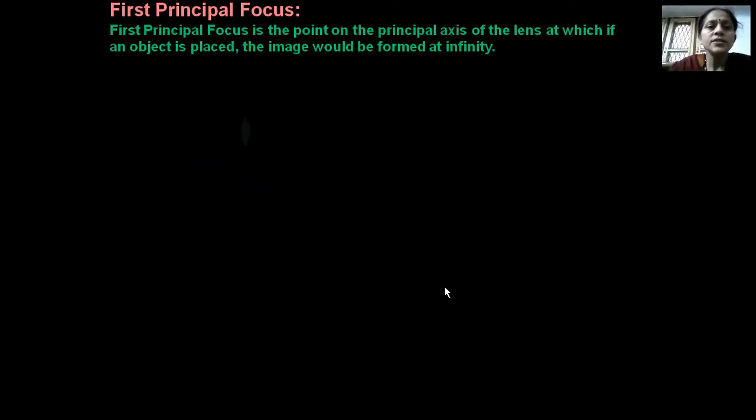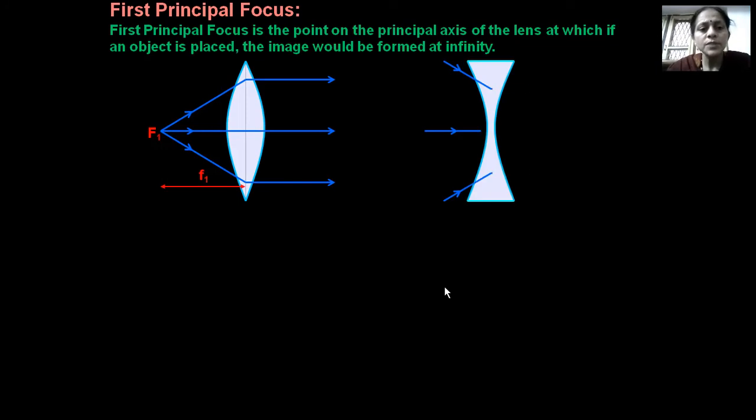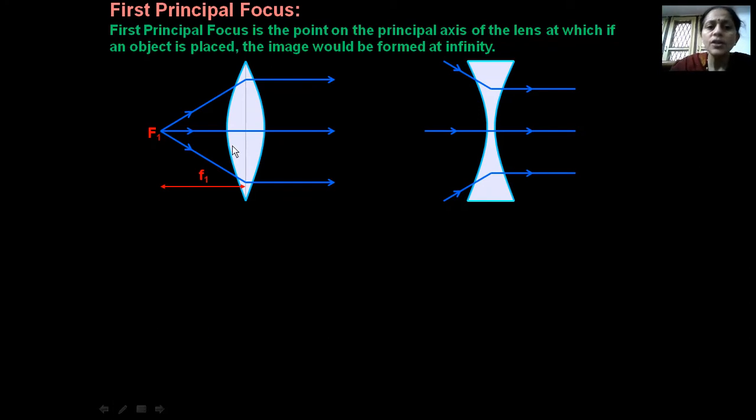Next important thing, children, is that there are basically two types of focuses: first principal focus and second principal focus. In the first principal focus, the object is considered to be at focus and the image formed is at infinity. In the diagram I have shown two lenses, one convex and one concave. Here the object is placed at f1.